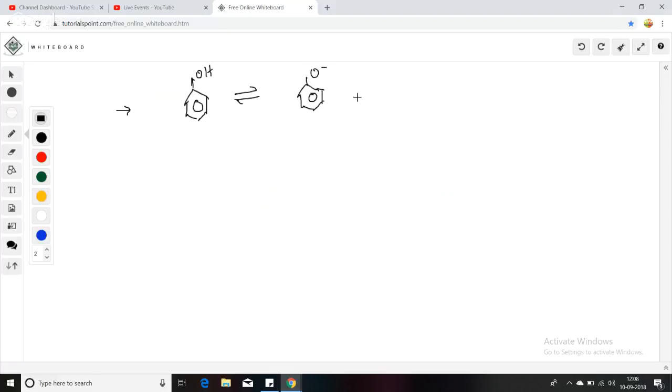O minus and H plus. This is nothing but the acidic nature, the tendency to donate an H plus ion. Now this ion we call the phenoxide ion. It is the conjugate base of phenol.